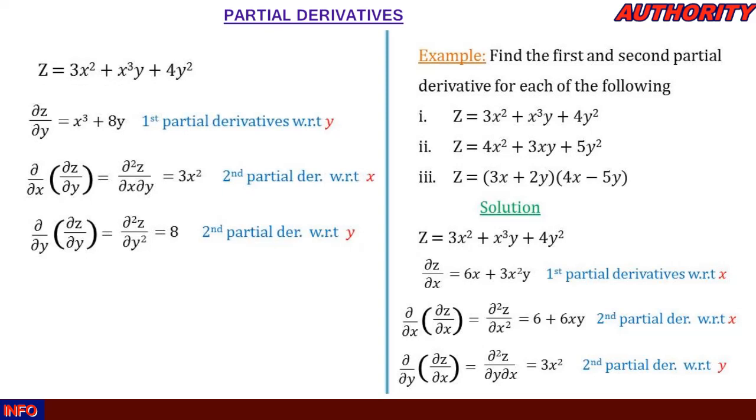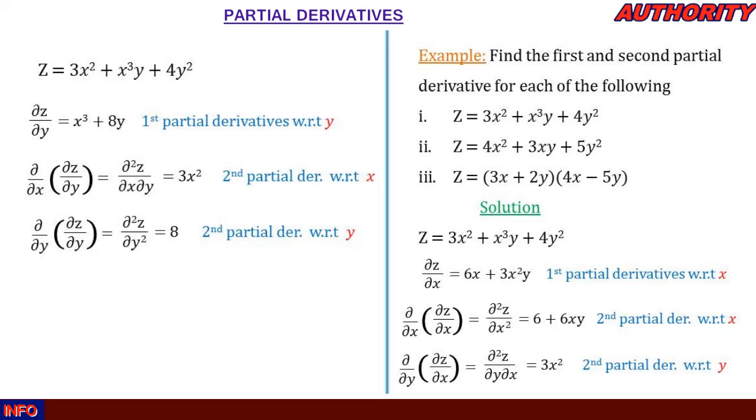Now take a look at this, please. I want you to pay attention to this. It's very simple. The first thing we did is take the function and differentiate it partially with respect to x. Then we differentiate it again partially with respect to x, and then again partially with respect to y. So this second differentiation with respect to x and with respect to y, we call the second derivative.